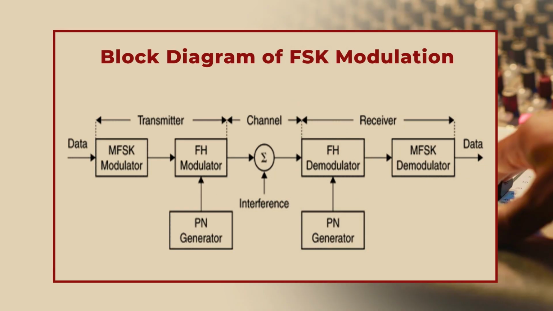The block diagram of the FSK modulator includes several key components that work together to produce the modulated signal. Let's break down each component. First is the input data stream. The input data stream consists of binary digits that represent the information to be transmitted. This stream can be either data or a specific bit pattern depending on the application.